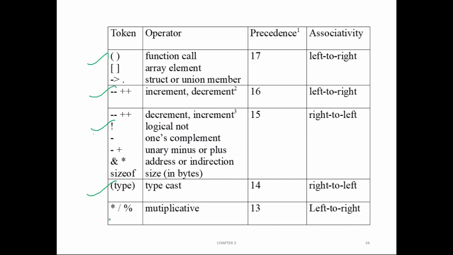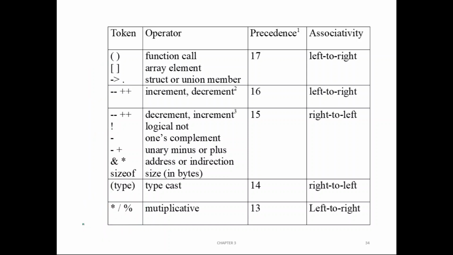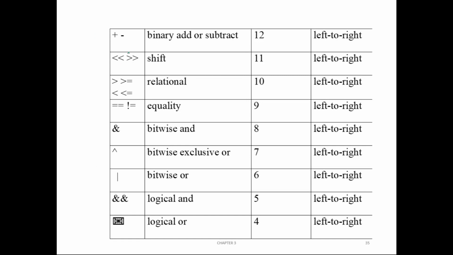Now comes multiplicative, that is multiplication, division, and modulo operation. All these take the next highest priority of 13. If an expression contains more than one of these operations, then it will be executed in this order, left to right. The next highest priority goes to binary addition and subtraction. It has the value of 12. It also executes from left to right.